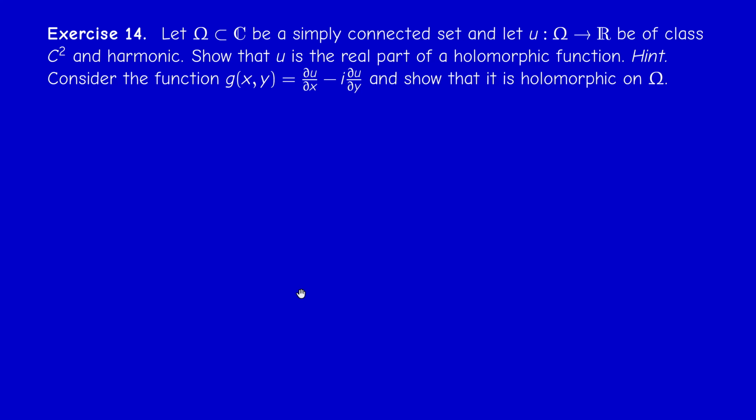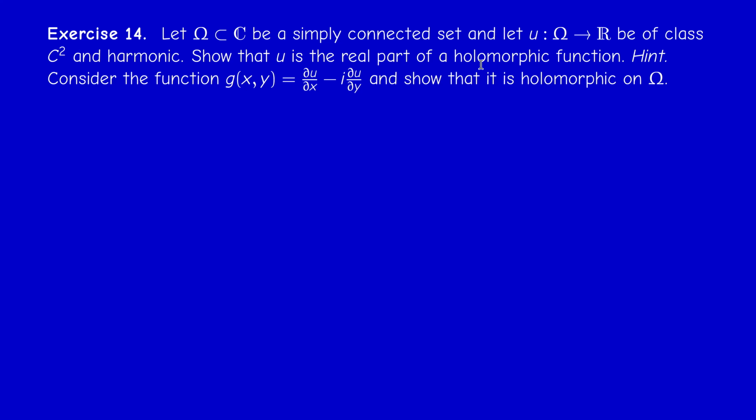Okay, last exercise. We have a simply connected subset omega of C, and we have a harmonic function of a real variable. I consider u as a function of two real variables, identifying omega with a subset of R2. I need to show that u, which is a function of two variables, is the real part of a holomorphic function.